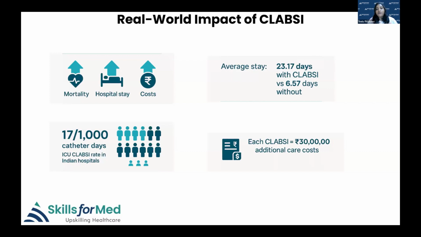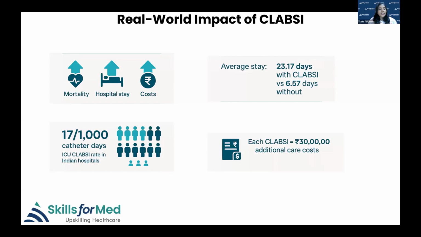The average stay for a patient with CLABSI is about 24 days extended from the average length of stay. If they don't get affected with CLABSI, if all the practices are very appropriate, then they're going to be discharged in 7 days. So this is all about the real world impact.